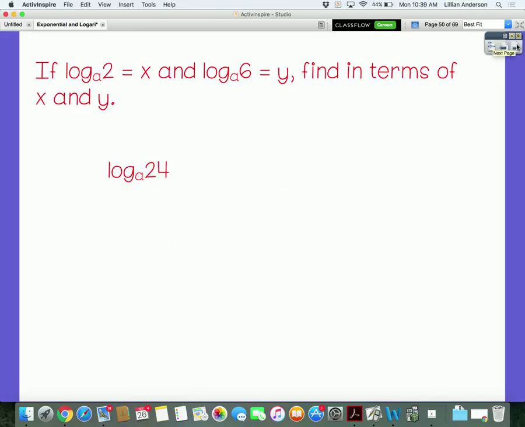Okay, I'm going to give you another one like that in this one. So go ahead and pause the video, give this one a try, and then press play when you're ready to see the answer.